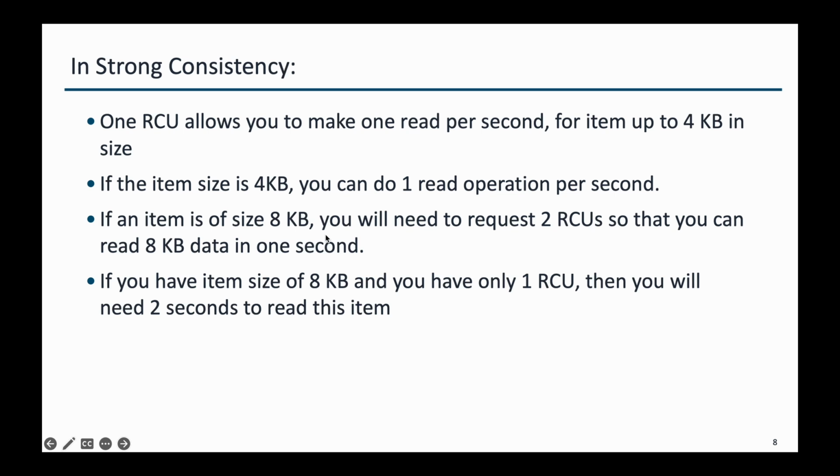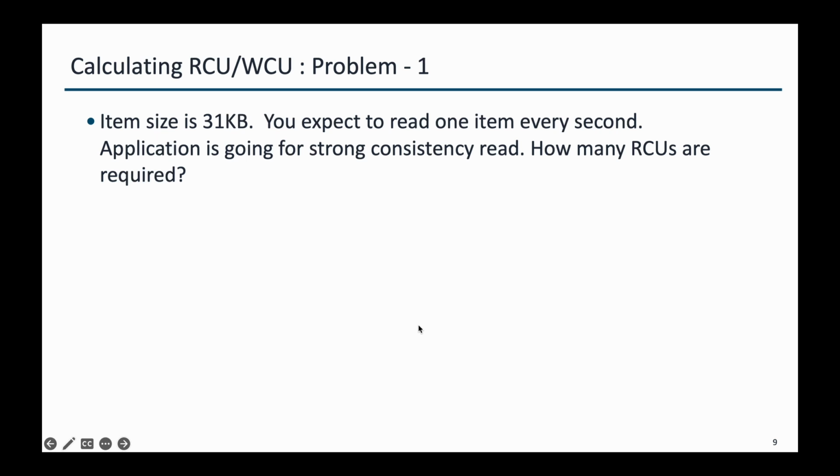But if the item size is 8 KB, you will need to request 2 RCUs. You will need to allocate 2 RCUs to your table so that you can read 8 KB of data in 1 second. Otherwise, it will take 2 seconds. If you have an item size of 8 KB and only 1 RCU, then you will need 2 seconds to read this item. And if it is 6 KB, again it is 2 blocks. So 8 KB and 6 KB are considered the same. You will need the same number of RCUs. That's about strong consistency.